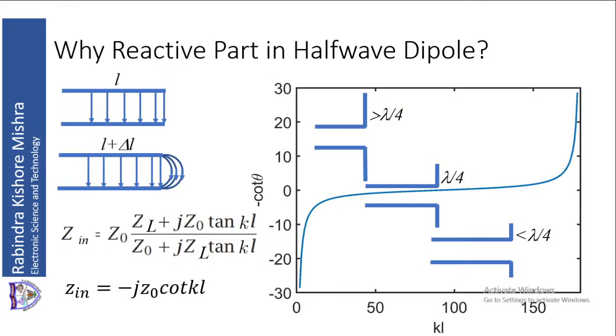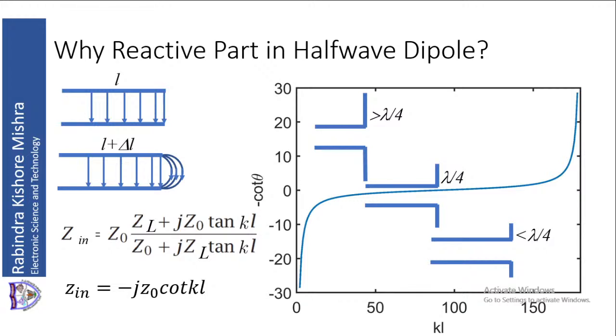Now why are we getting this greater than lambda by 4? Let us discuss why. If you remember the Zin expression, it is a real value Rin plus j Xin. Since it is plus j Xin, which means it is a positive value, it is inductive in nature. That means the folded up part is slightly greater than lambda by 4. Why will it be greater than lambda by 4?